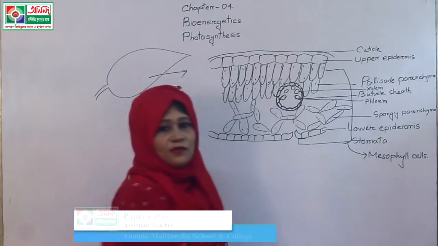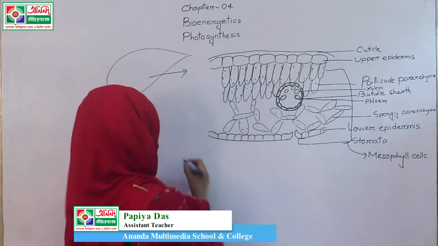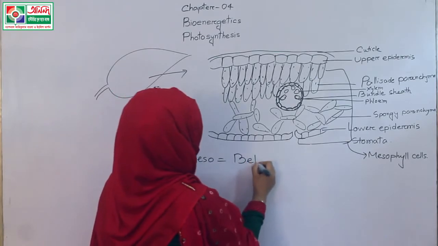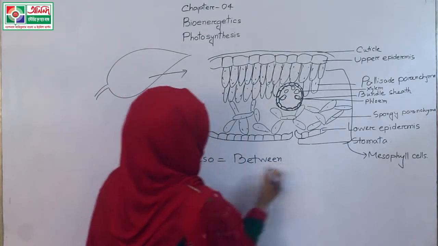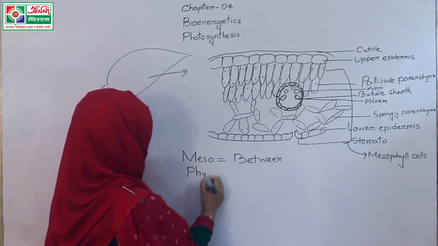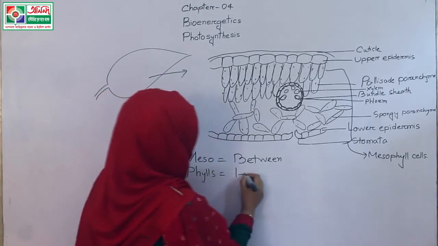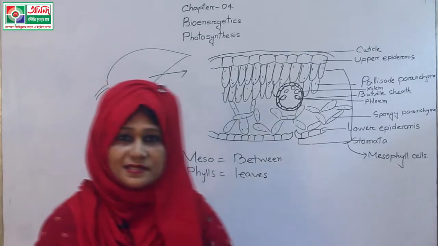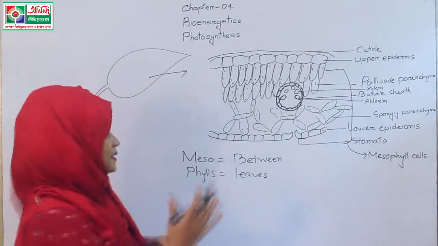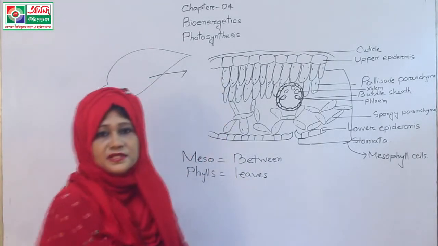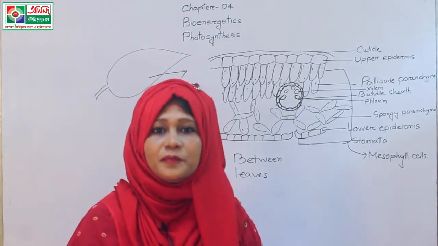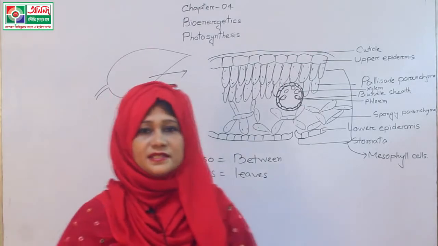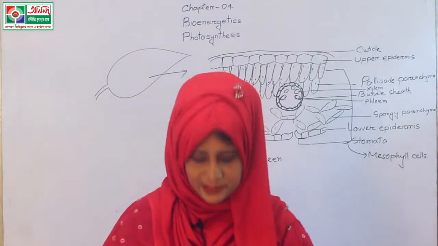What does mesophyll mean? Meso means between, and phyll means leaf. So the cells in between the two epidermis are known as the mesophyll cells, and the site of photosynthesis is the mesophyll cells.